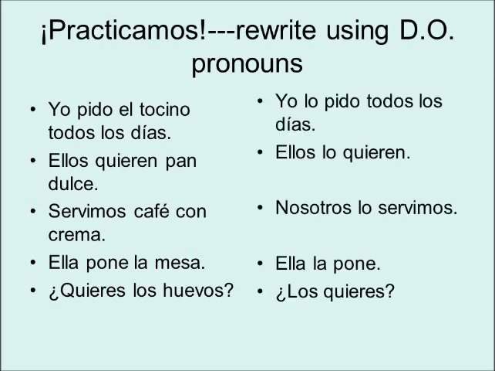Okay, these are your responses for these sentences. Let's take a look at número uno. Original sentence was yo pido el tocino todos los días. Tocino is your direct object. I order what? I order bacon. You take out the words el tocino in the original sentence. Its pronoun should be lo, because that was a masculine singular word. New sentence, yo lo pido todos los días. I order it every day.